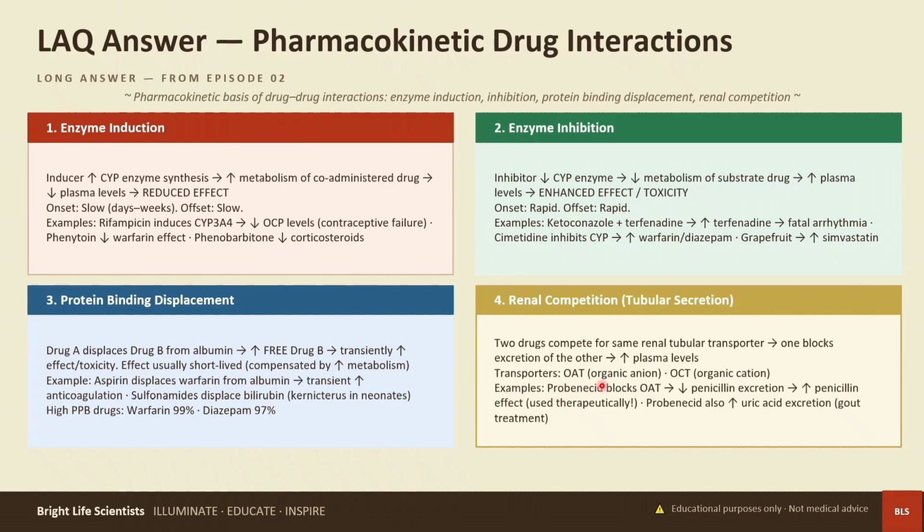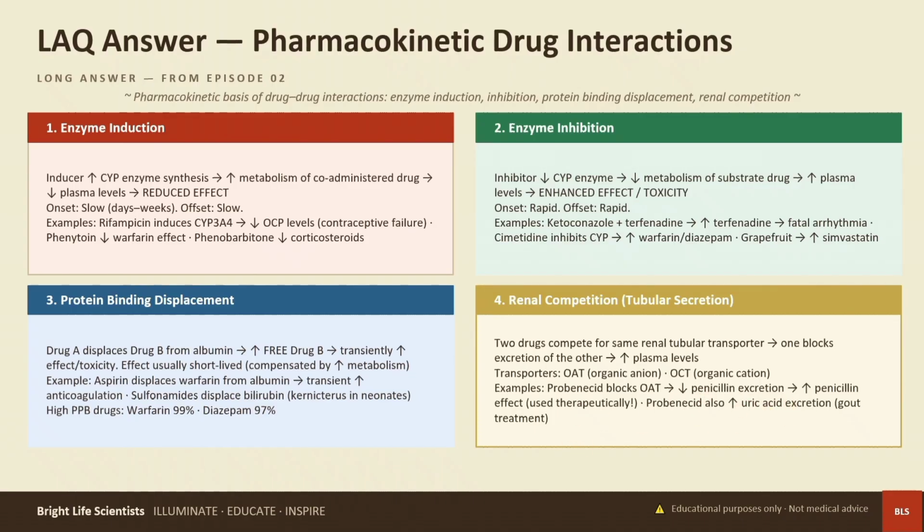Probenecid blocks OAT, reducing penicillin excretion and raising its plasma level. This was deliberately used during World War II when penicillin was scarce to extend its duration of action. Probenecid also increases uric acid excretion, so it's used in gout treatment.